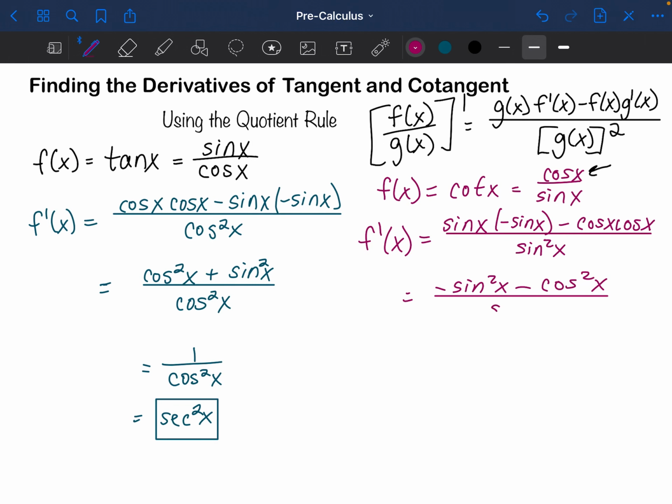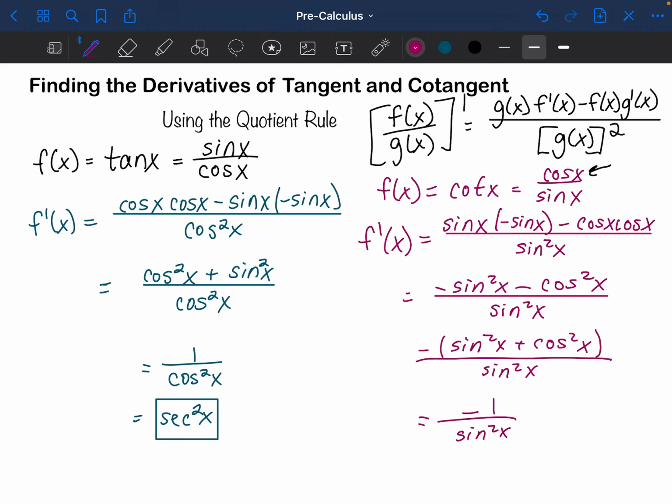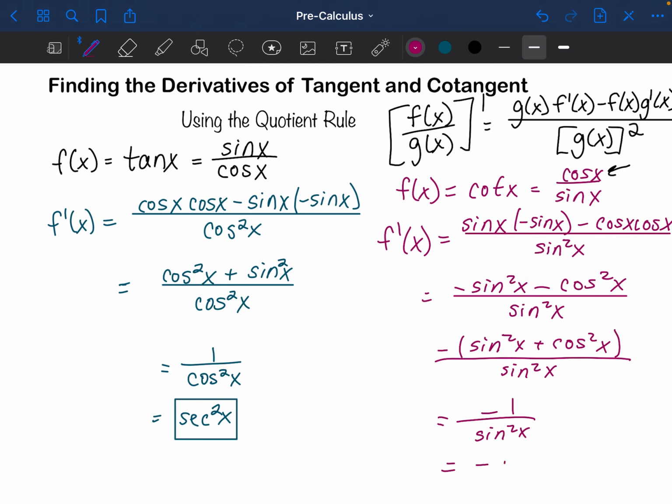Negative sine squared x minus cosine squared x divided by sine squared x. Now, it's not perfectly the Pythagorean identity, but what if we took out a negative 1? And there it is. Now we can substitute that out for 1, so we have negative 1 over sine squared, which is equal to negative cosecant squared x. All right, whenever I'm remembering these derivatives, I remember that all of the sine-related derivatives, so cosecant, anytime there's a cosecant, anytime there's a sine, you're going to have a negative with it.